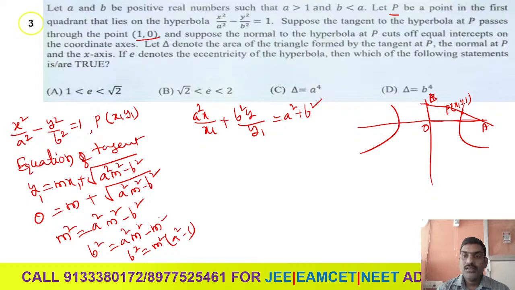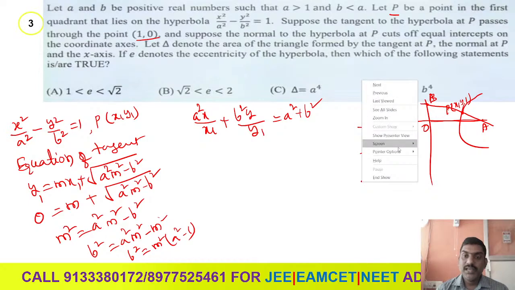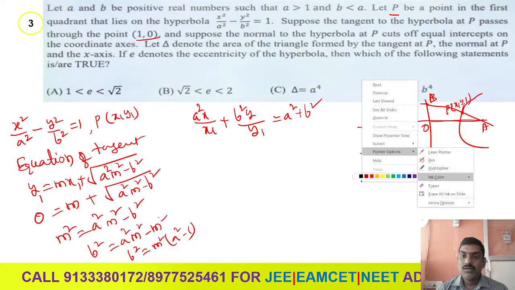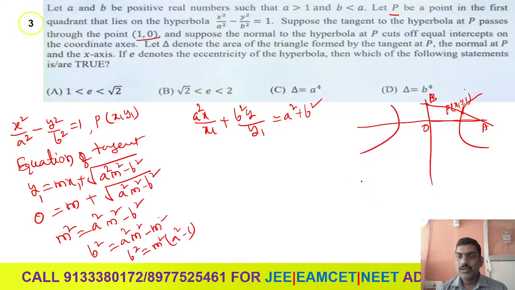And at the same point B, we have a tangent also. What is the tangent? Okay, let us draw the tangent here. This is the tangent at P. Delta denotes the area of the triangle formed by the tangent at P and the normal. Right. Let us take this point as some C. Then here we have triangle APC.